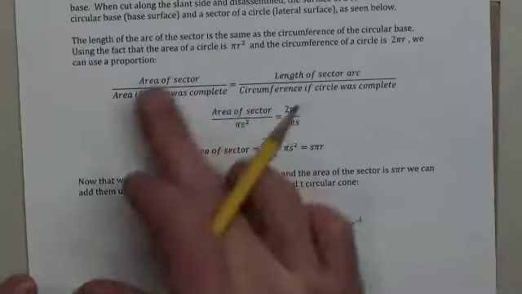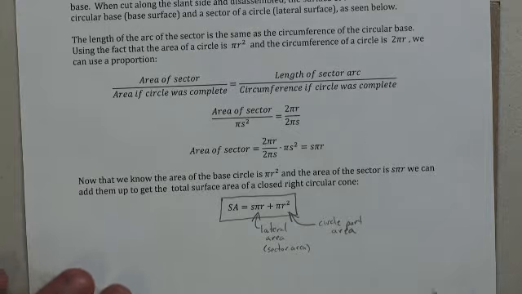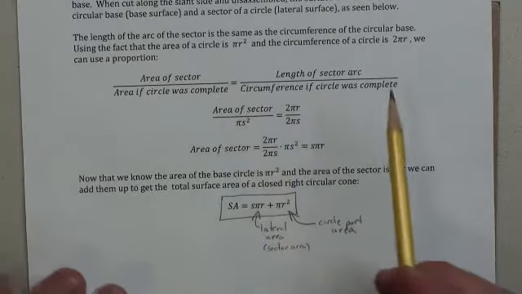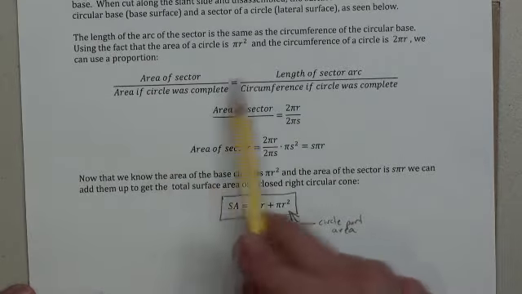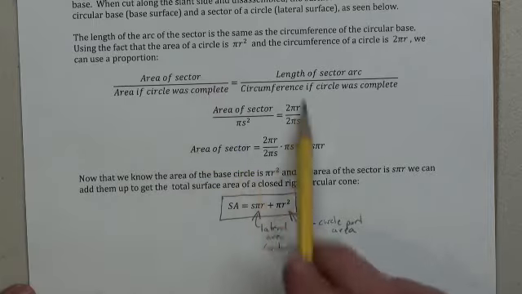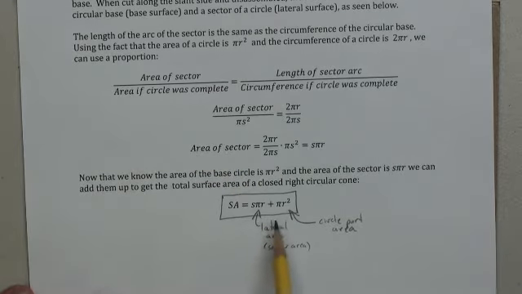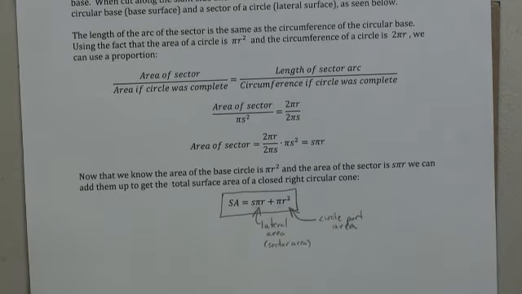Okay, now, if you got confused on this stuff up here, don't even worry about it, because it's not necessary to understand this. This is why we get this formula. But if you know this formula, then that's enough. But you do have to know that S pi r is the lateral area and pi r squared is the circle area. And here's what I mean by that.